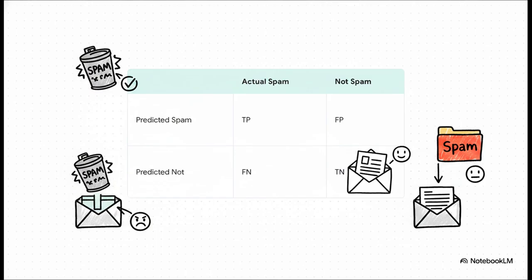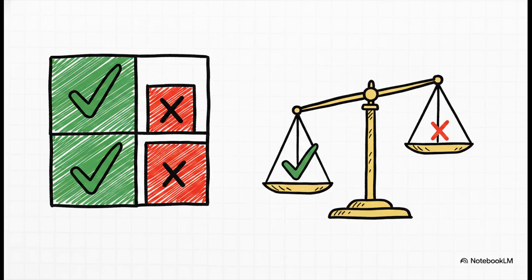A false positive means a completely legitimate, maybe even vital email was misclassified and thrown into your spam folder. And a false negative? That means a piece of junk spam slipped right past the filter and landed straight in your main inbox. Ultimately, our big goal when we're tuning our machine learning model is to maximize those true boxes and shrink the false boxes as much as we humanly can. But as you've probably guessed by now, there is always a trade-off.